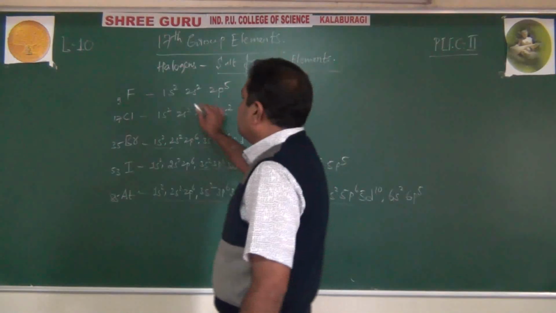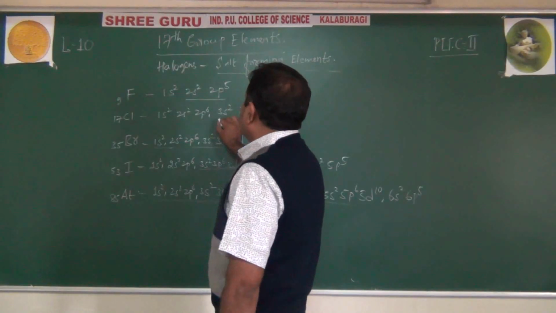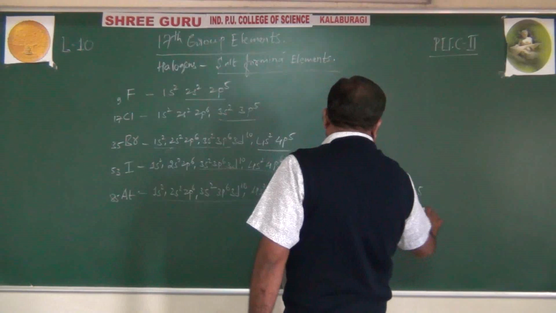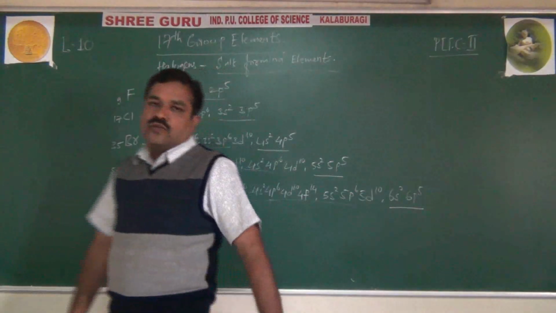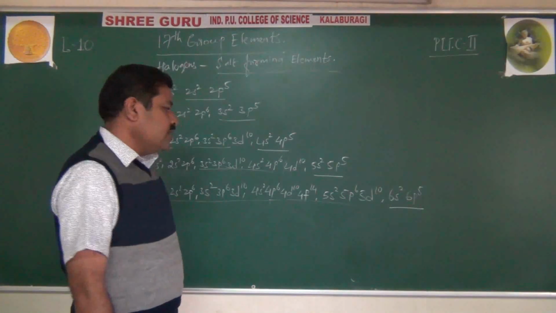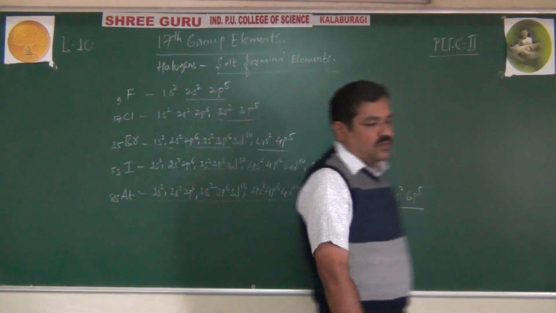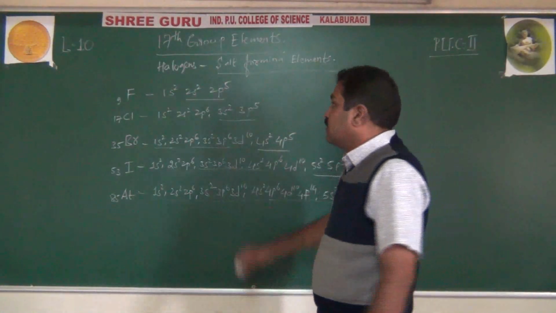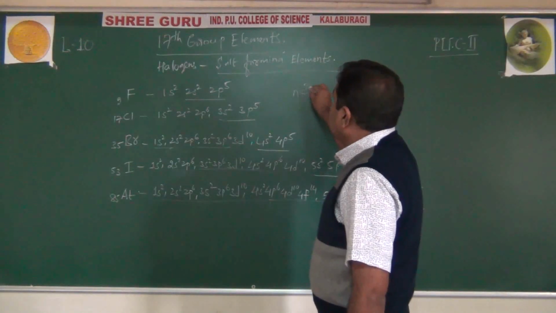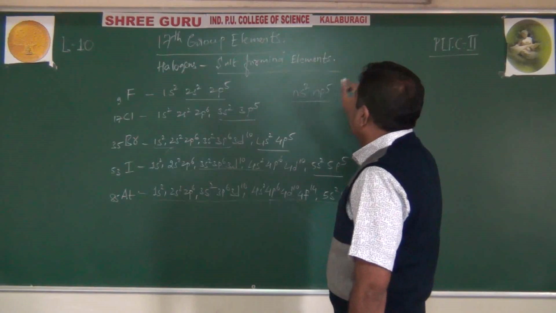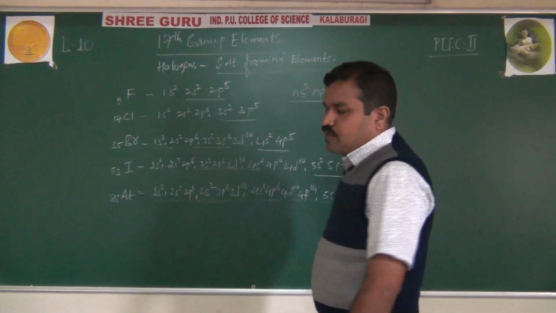See, if you end with 2s2 2p5, similarly 3s2 3p5, 4s2 4p5, 5s2 5p5, 6s2 6p5. Only for this purpose I have written this. Otherwise you can also use the inert gas configuration. Right. Now what is the general electronic configuration? ns2 np5 is the general electronic configuration of the 17th group elements.